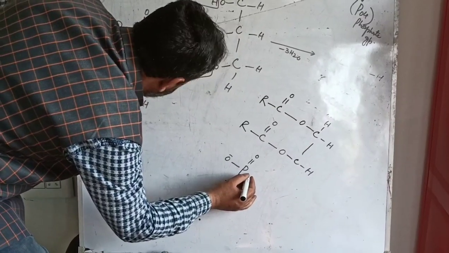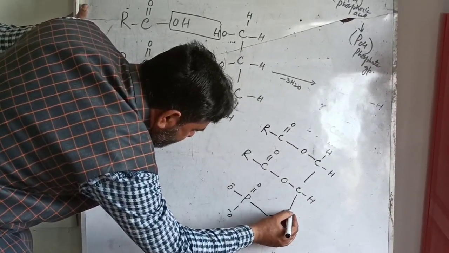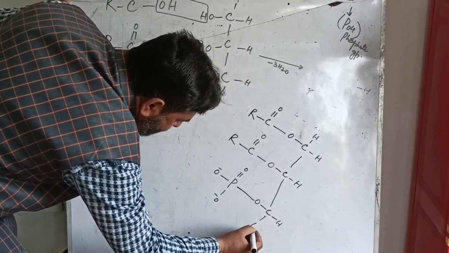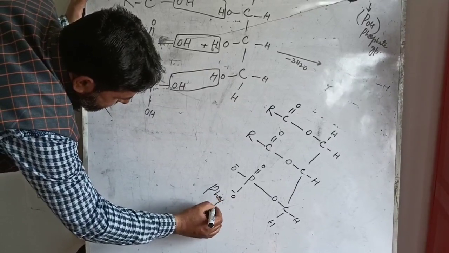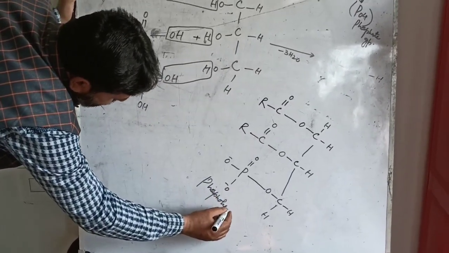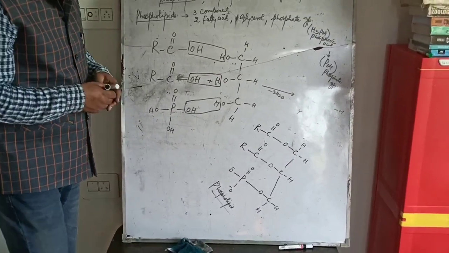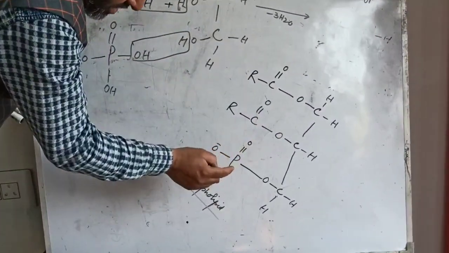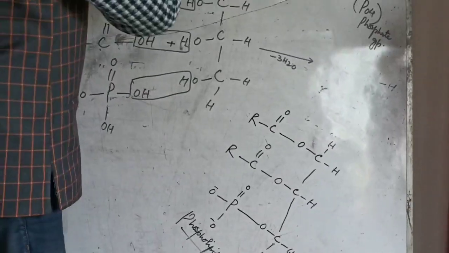Then there is a bond with oxygen. This is the carbon of glycerol. There is another bond. This is H2. Now this structure is known as phospholipid. This is the structure of phospholipid, having two fatty acids, one phosphate group and one glycerol molecule.